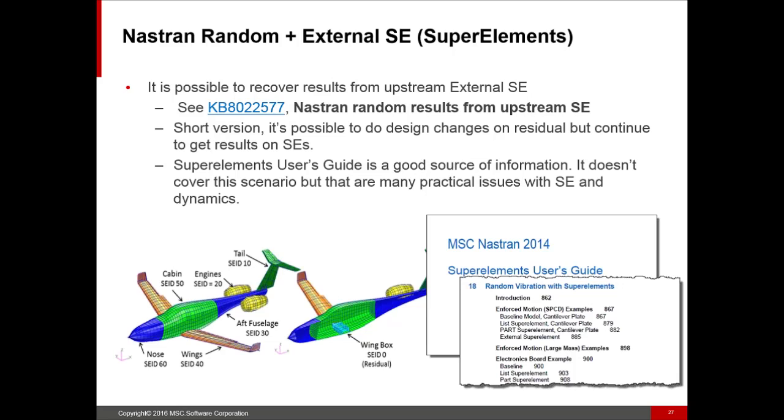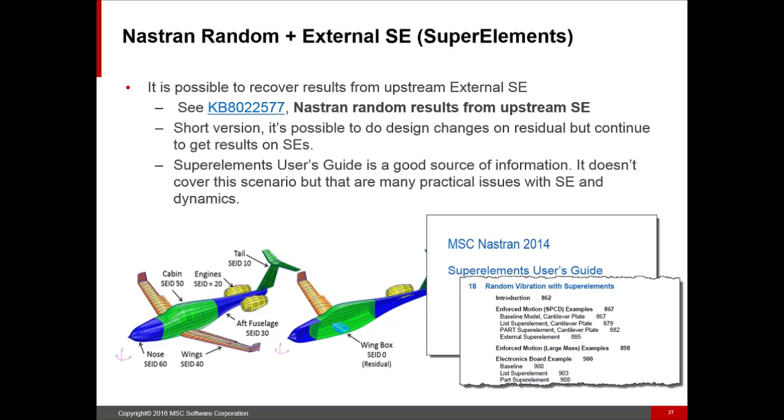One of the questions that came up, which I didn't think about much at the time, but actually is very, very useful, is: can we run Nastran.Random, can we have external SuperElements, and can we recover results from within the SuperElements themselves? Setting up the scenario for this is difficult to explain. If we talk about our little airplane model down there, let's say the cabin is something that we're redesigning, so we would leave that in the residual. We'd have the rest of the parts be SuperElements, or external SuperElements.